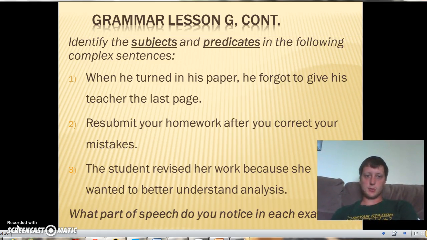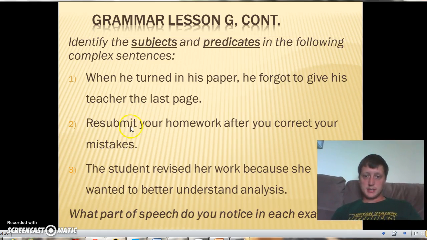Now what you need to do is identify the subjects and predicates in the following sentences. So, number one: when he turned in his paper, he forgot to give his teacher the last page. If you're starting to pick up on subjects and predicates, you see some patterns here, right? We have the same subject for this sentence, he and he, but different predicates, turned in his paper and forgot to give his teacher the last page. Then we've got this word out here that's neither part of the subject nor the predicate, right? We'll talk about that word here in just a second.